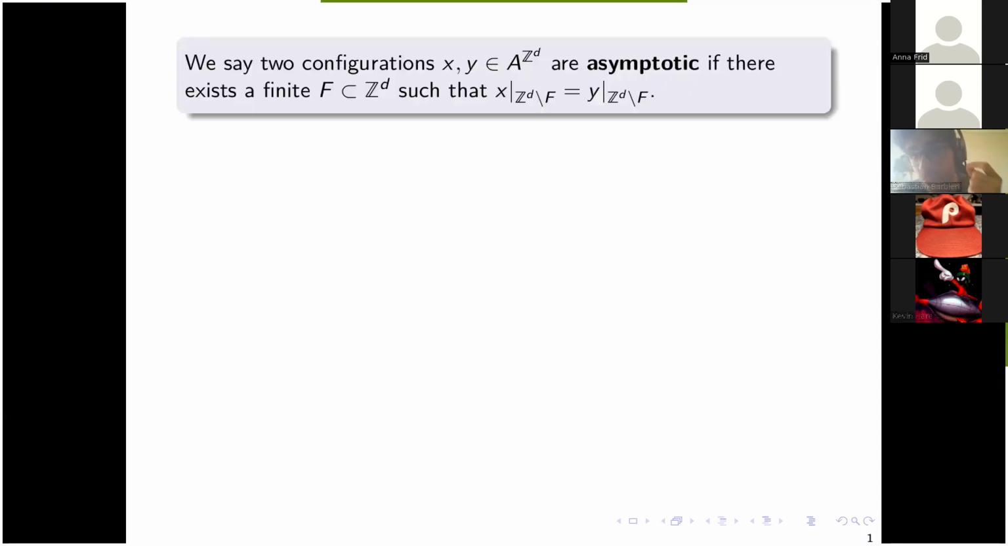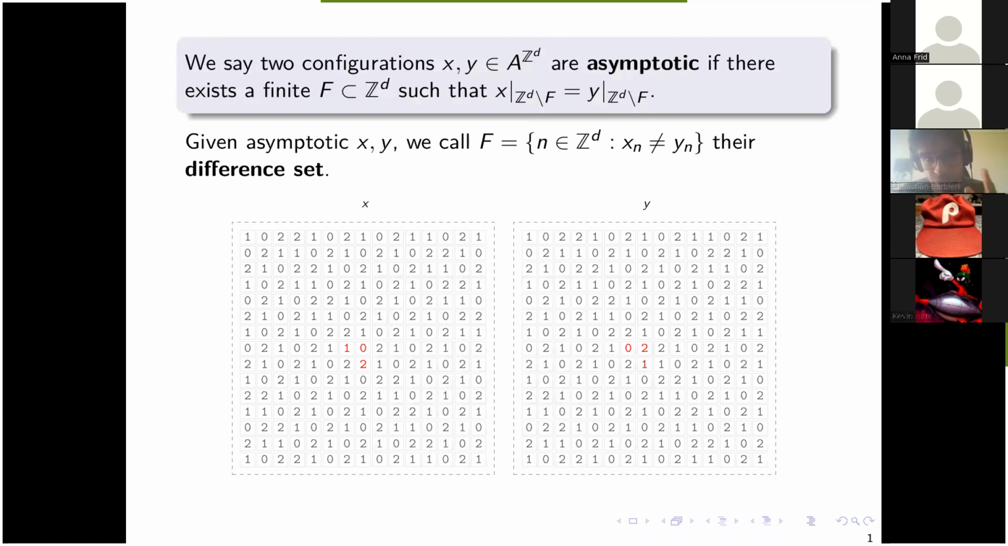I'm going to say that two configurations, as the one you saw before, are asymptotic if they differ just in some finite subset of Z^D. So, for instance, if I take two configurations X and Y as the ones you see here, they are going to be asymptotic if they just differ in finitely many positions. So for instance, these two differ in these three symbols that I'm showing over here.